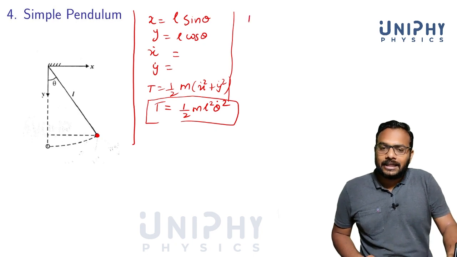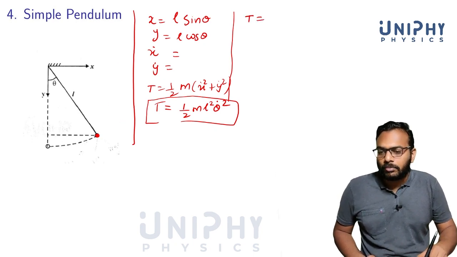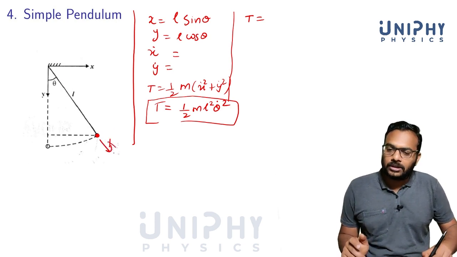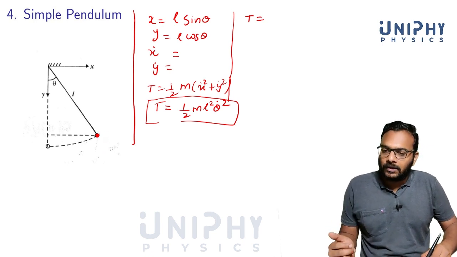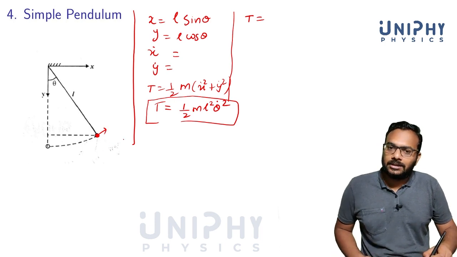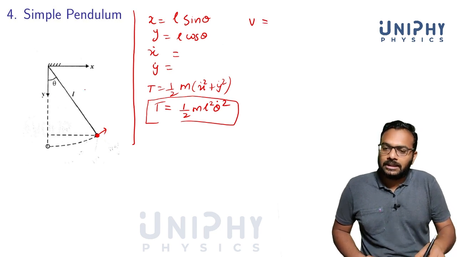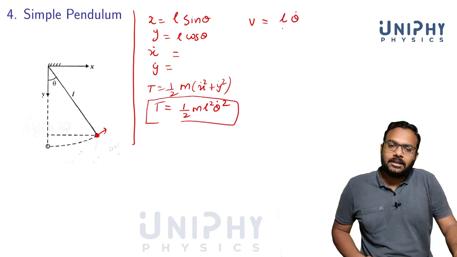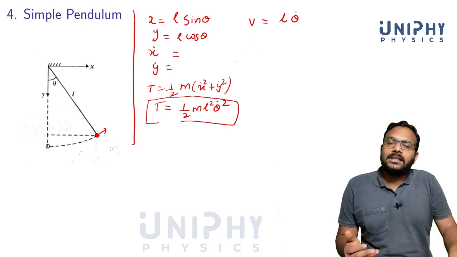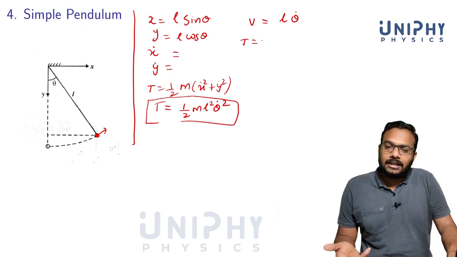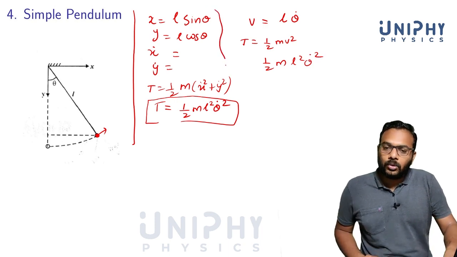You see that the kinetic energy has only one component of velocity. Since the length does not change, the radial velocity term is not there. This movement is not allowed, so there is no radial velocity. There is only the tangential velocity. So what's the tangential velocity? The only component of velocity that we have is L theta dot, just like v is equal to R omega. So v is equal to L theta dot, and the kinetic energy is half m v square, which is equal to half m L square theta dot square.